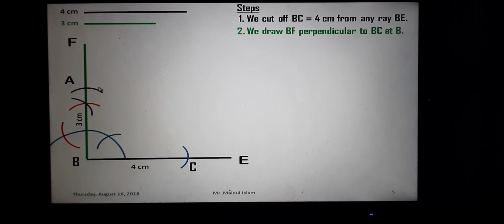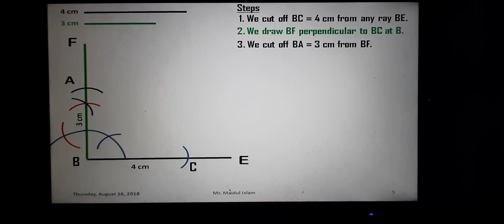So what will be this step? This step is almost similar to the first one, but we have to change the names, and here will be BA and here will be BF. So how can we write the step? We cut off BA equal to 3 centimeters from BF. So again we cut off BA equal to 3 centimeters from any ray BF. So my dear students, it is step number 3. Like this way you can write step number 3.